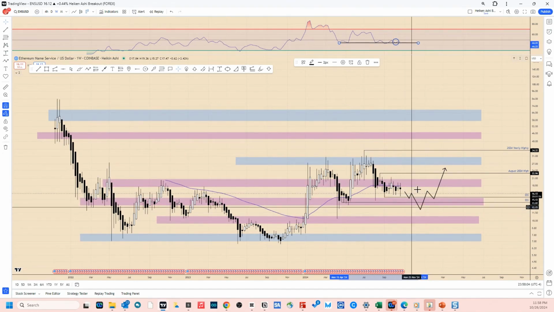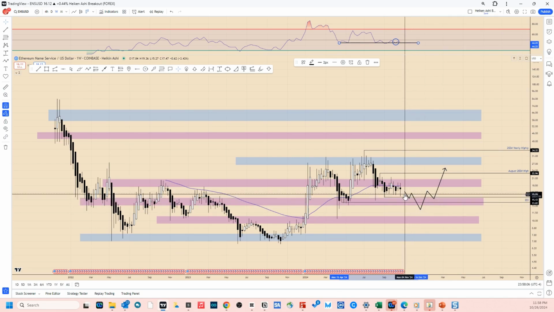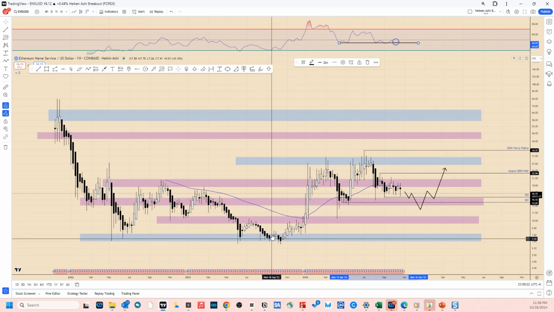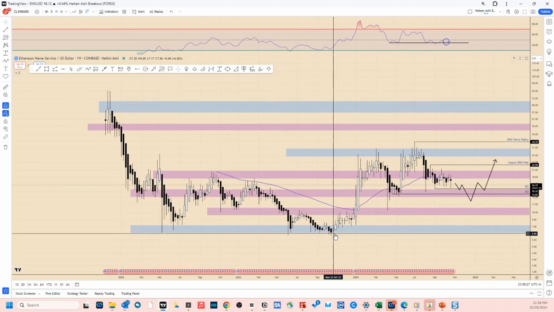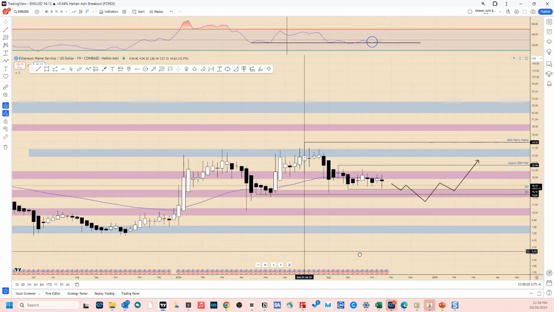Would I buy ENS right here? I probably wouldn't. I probably would stay to my rules and wait for price to get into this key level, and also to show buying pressure first. That's the biggest thing. I have to see something like this here, something like a doji candle, and let's kind of zoom in so you can see what I'm saying here.